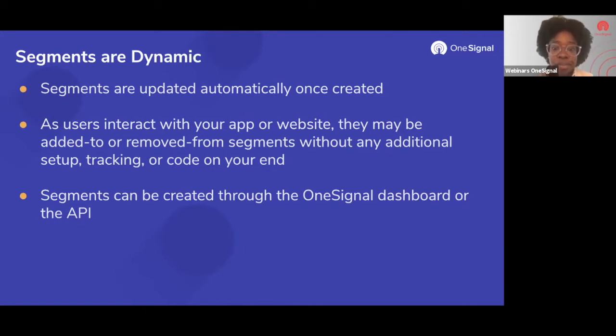So I also wanted to highlight that segments can be created through the OneSignal dashboard or via the API as well. Today, we're going to be focused on creating the segments via the dashboard, but I do want to highlight that you can create segments specifically via the API, and we have a lot of great documentation about that as well.